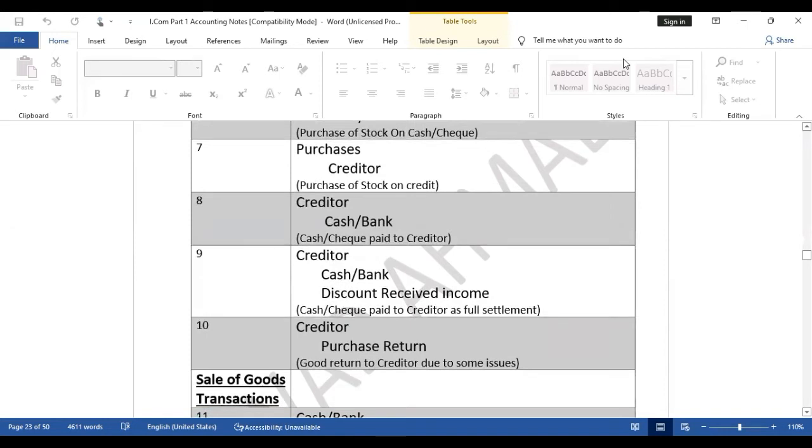If some discount is received while paying the creditor, the entry will be creditor debit, cash credit, or bank credit, and discount received income will be credited.